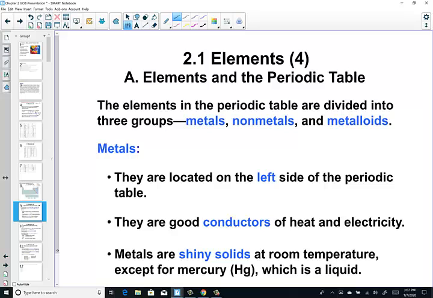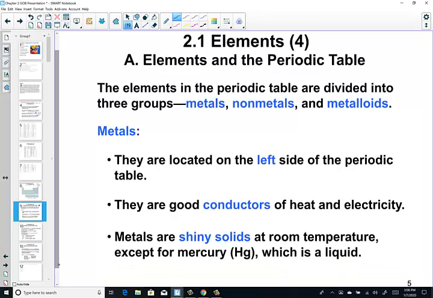The first of those 3 groups we called metals. We said the 3 groups were metals, nonmetals, and metalloids. These metals are located to the left on the periodic table. By far, we have more naturally occurring metals than we do nonmetals and metalloids, the most abundant type of element. Some of their physical properties include being very good conductors of both heat and electricity. And if they've not been oxidized, which means tarnished, metals are very shiny at room temperature.